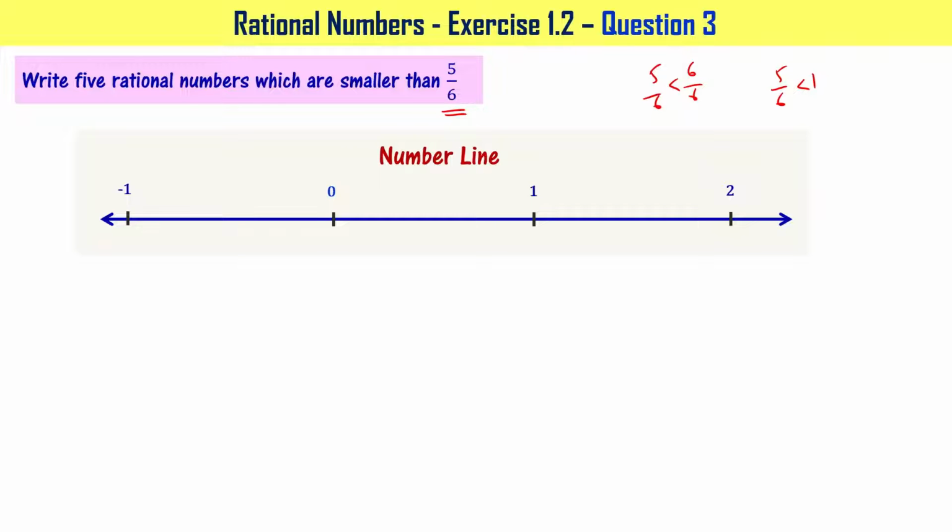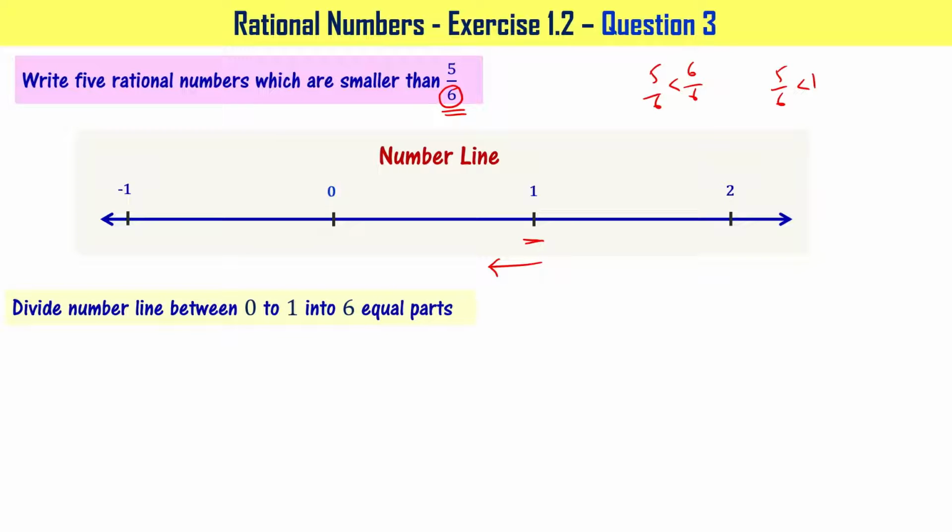So on the number line, we need to have 0, 1. Of course, we can have even minus 1 also, because the part of the number line we'll be interested in is on this side of number 1, right? Since we are asked to represent 5 numbers smaller than 5 by 6, let's look at the denominator in this case, 6, right? So let's divide the number line between 0 and 1 into 6 equal parts.